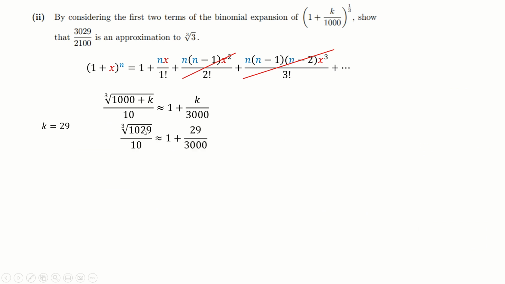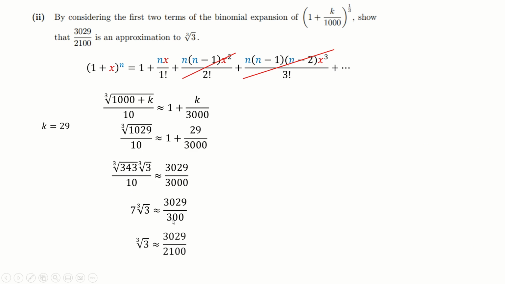So we're going to put in 1,029, which we know factorizes to 3 times 343. Put k as 29 over there. That makes 3,029 over 3,000, which is obviously what we want. Cube root of this is 7, as we discussed and saw before. Times that by 10 to get rid of the factor of 10 down there, and then divide by 7 to make this a 2,100. And we'll end up finishing this entire question.